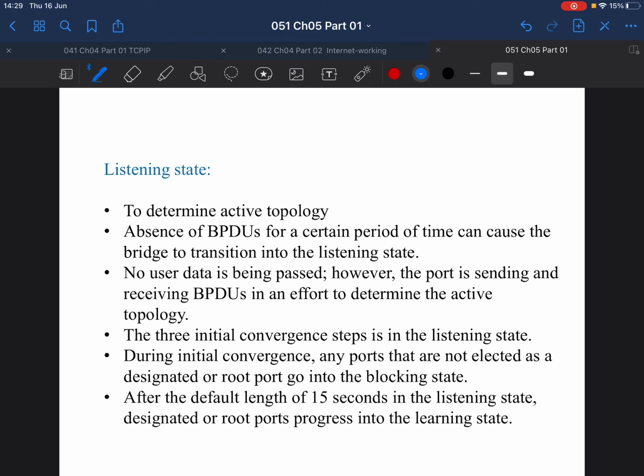Next is the listening state. To determine the active topology, the absence of BPDUs for a certain period of time can cause the bridge to transition into the listening state. No user data is being passed, however, the port is sending and receiving BPDUs in an effort to determine the active topology. The initial convergence step is in the listening state. During initial convergence, any ports that are not elected as a designated or root port go into the blocking state. After the default length of 15 seconds in the listening state, designated or root ports progress into the learning state.